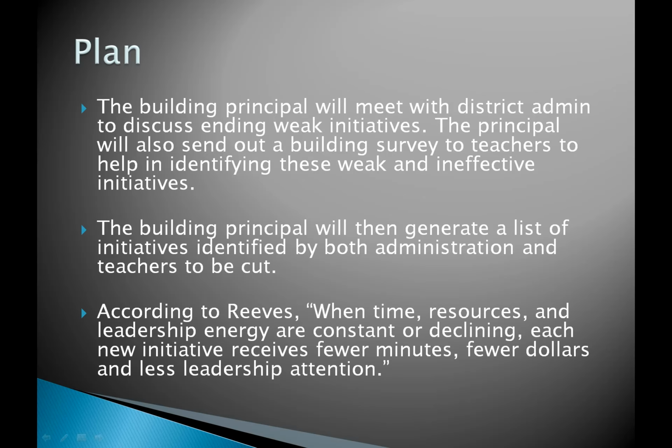The plan for Step 4 reads as follows. The building principal will meet with district admin to discuss ending weak initiatives. The principal will also send out a building survey to teachers to help in identifying these weak and ineffective initiatives. The building principal will then generate a list of initiatives identified by both administration and teachers to be cut. According to Douglas Reeves, when time, resources, and leadership energy are constant or declining, each new initiative receives fewer minutes, fewer dollars, and less leadership attention. Accordingly, it is important to limit initiatives to only those most important and impactful.